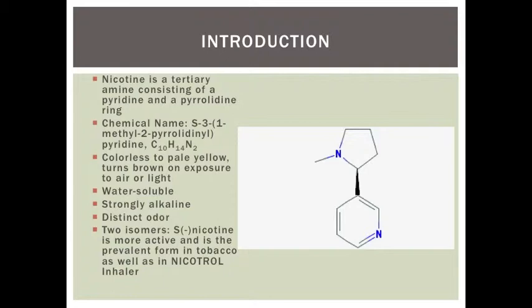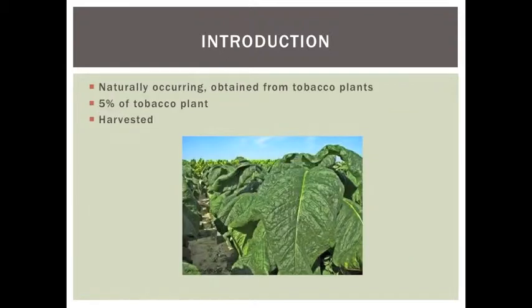The toxin itself is colorless to pale yellow and turns brown on exposure to air or light. Nicotine is water-soluble and strongly alkaline. Nicotine has a very distinct odor that is commonly recognized. Nicotine exists as two isomers, with S-nicotine being the more active form, as well as the prevalent form in tobacco and in Nicotrol inhalers. The toxin is naturally occurring and is obtained from harvesting tobacco plants. Nicotine represents 5% of a tobacco plant.